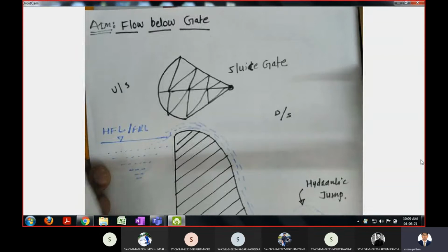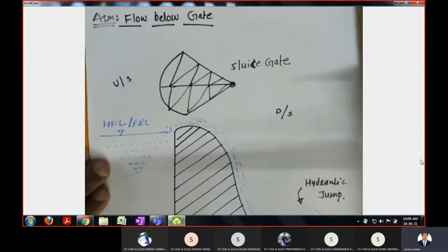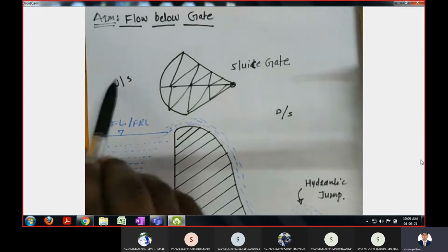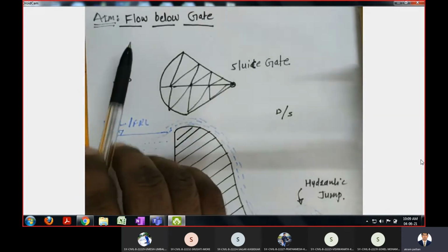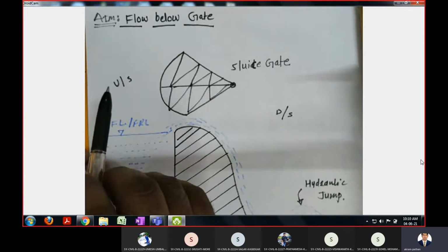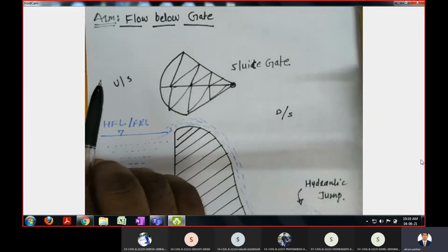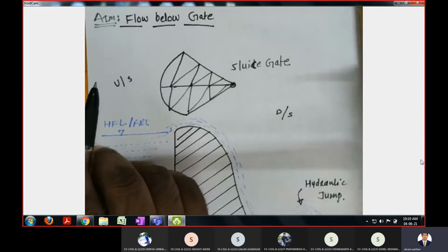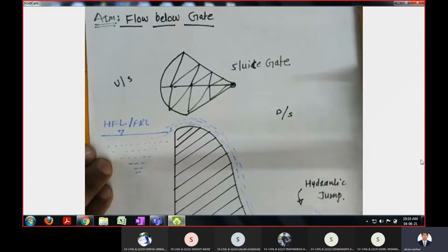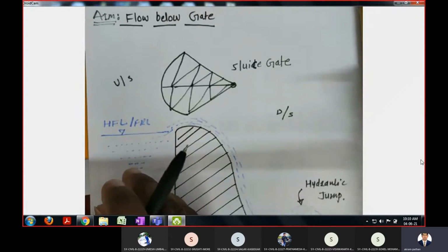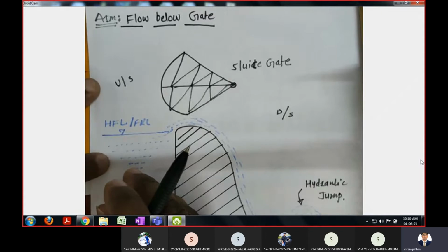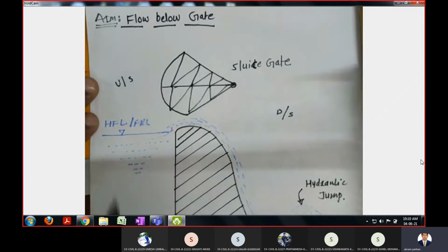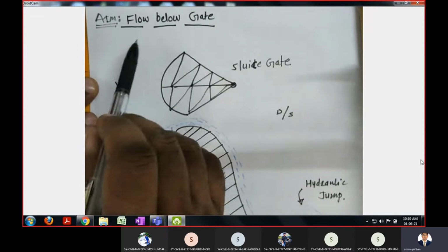Yes, sir. Okay. So the aim of today's practical is flow below gate. Now before the procedure, observation table, sample calculation and result, it is equally important that we first understand some of the theoretical aspects of today's practical. So, the flow below gate.